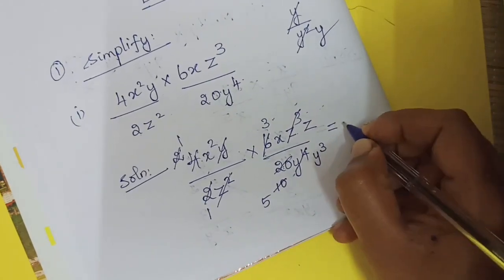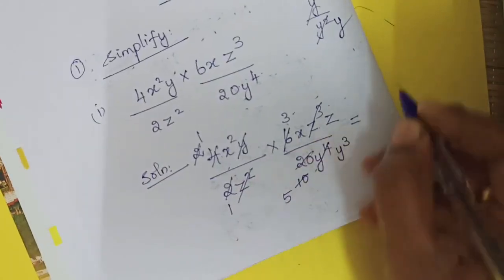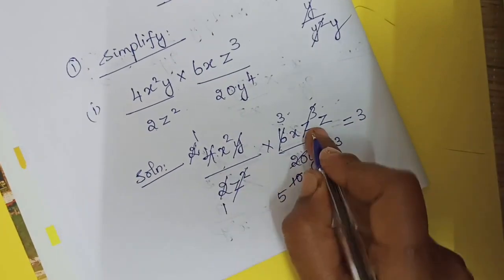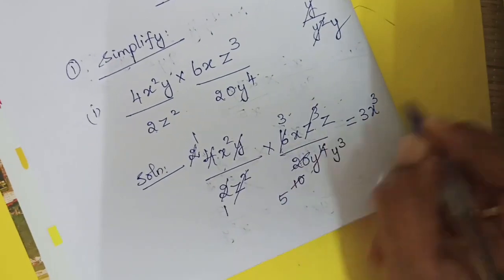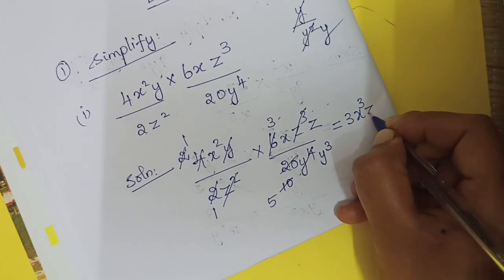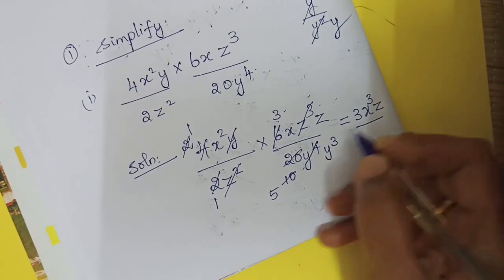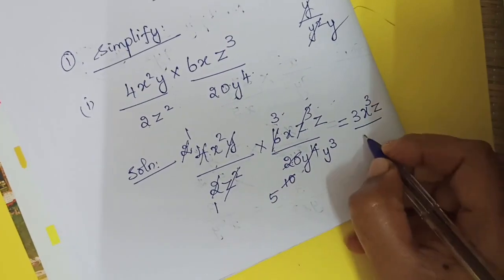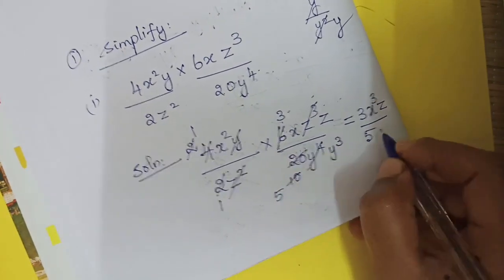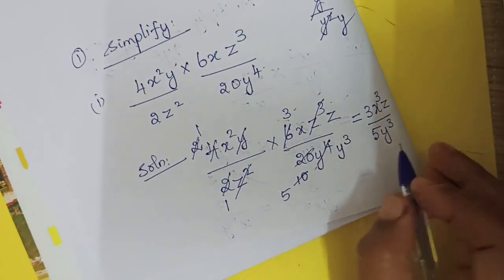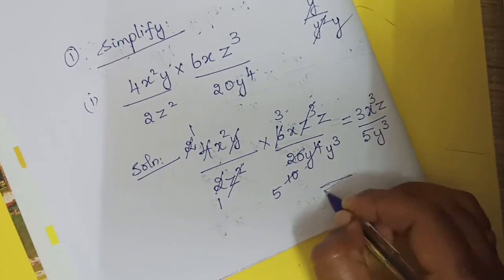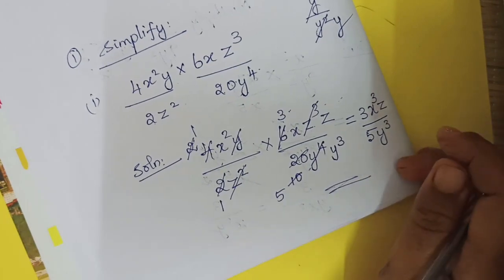So what is the final answer? Numbers 3 only. x into x square, x cube. Any other variable? Z divided by, here numbers 5, variables y cube. So that's all the answer. Got it? Very simple 2-mark problem.